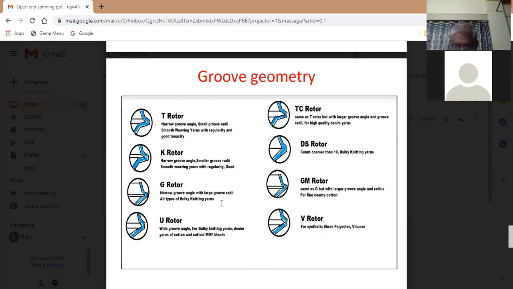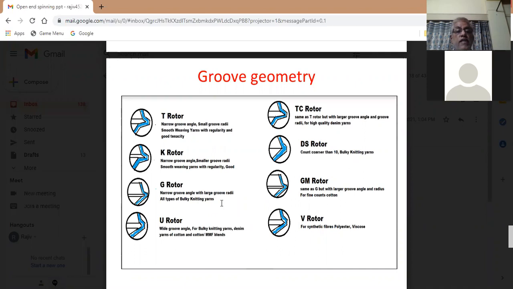This information is taken from two books. Number one, Rotor Spinning Systems, written by H. Thalder, and another is an Encute publication. So we can now conclude that depending upon the type of the fiber and the count to be spun, whether it is fine or coarse count, we can have different types of groove geometry.